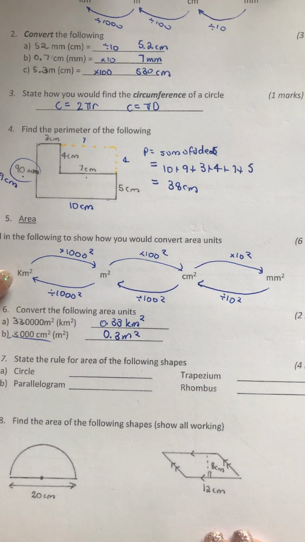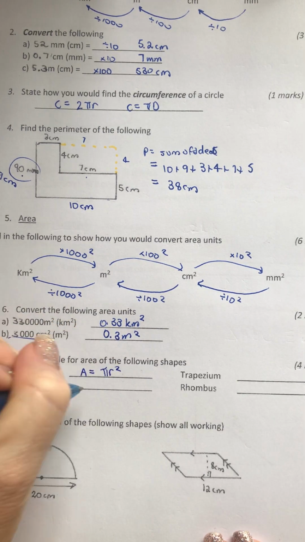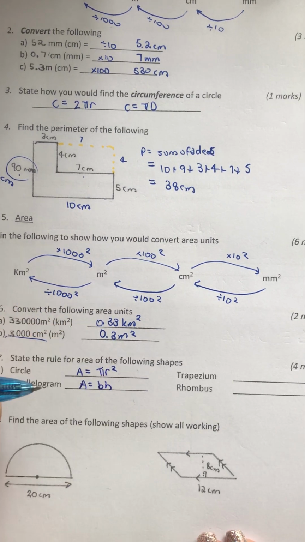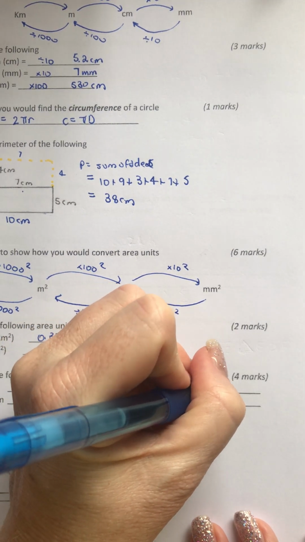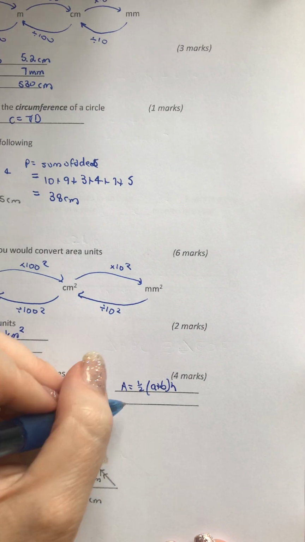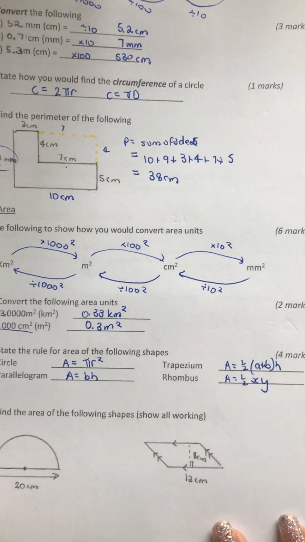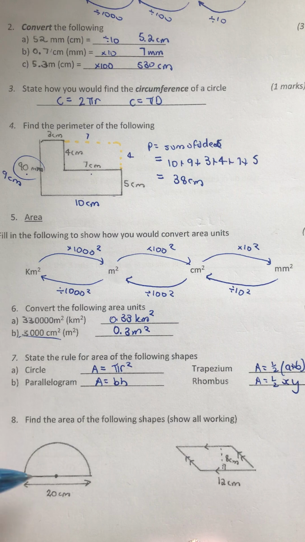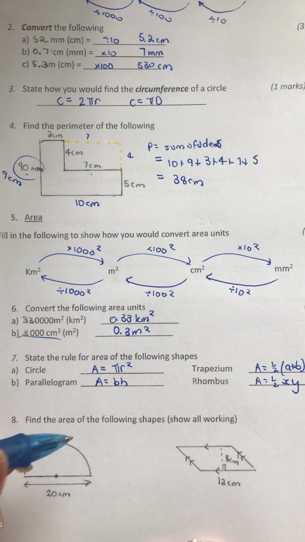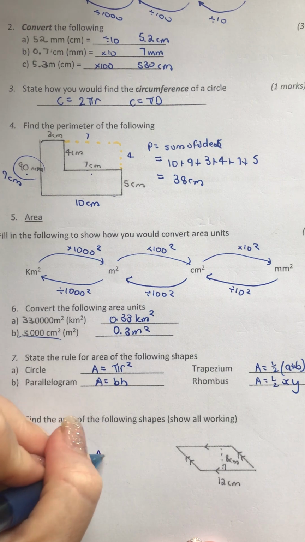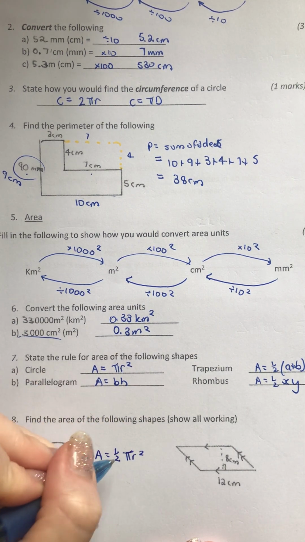Then we're writing our rules for our shapes, so we've got our area of a circle is pi r squared, our area of a parallelogram is base times height, our trapezium is a half times (a plus b) times height, and then our rhombus is a half xy. Then looking at the shapes that we've got to find the areas of, we've got a semicircle and we've got a parallelogram. For our semicircle, we know that that's half of a circle, so we can write that it is a half of pi r squared.